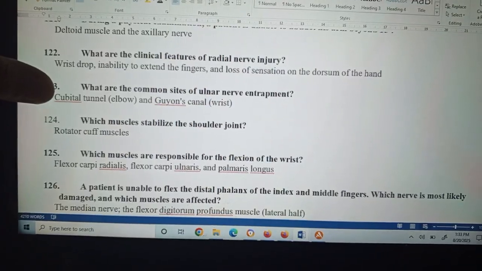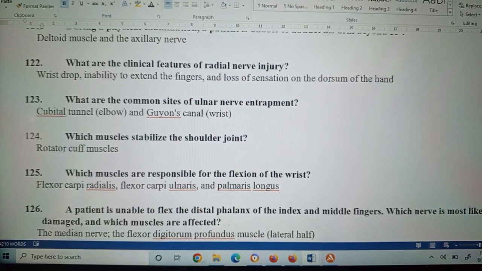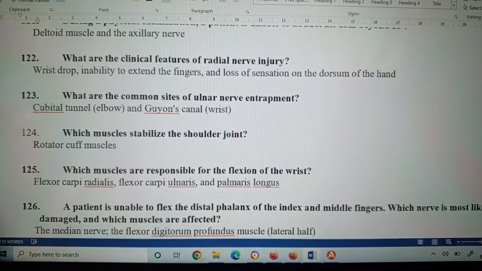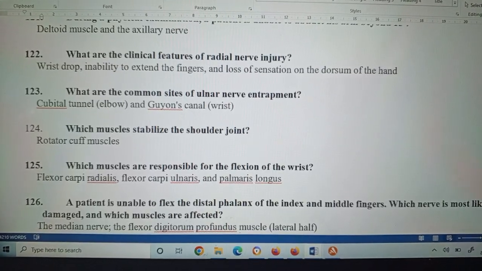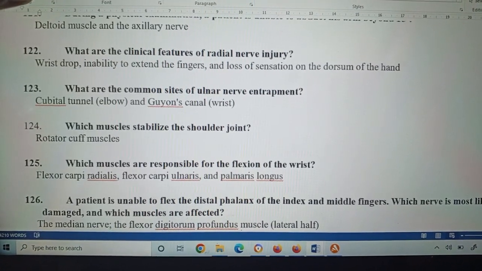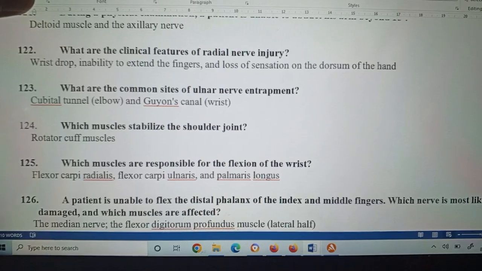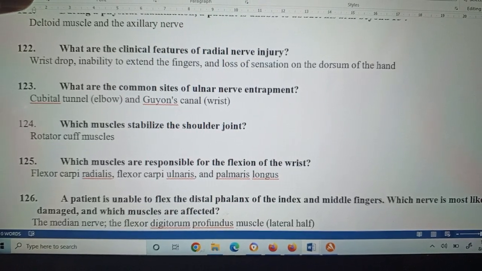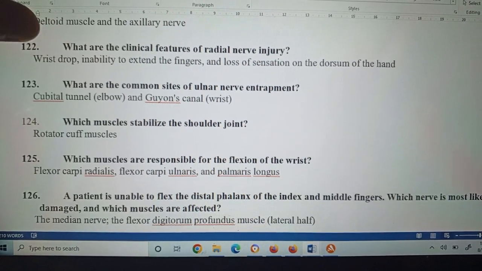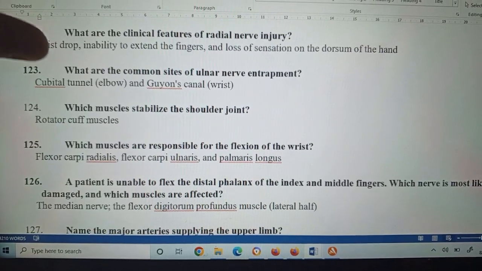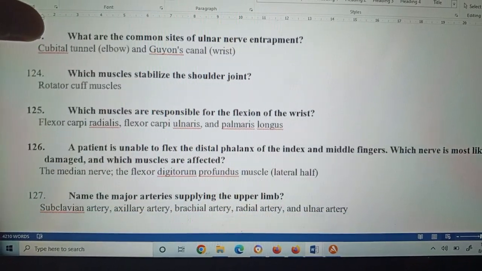What are the clinical features of radial nerve injury? Wrist drop, inability to extend the fingers and loss of sensation on the dorsum of the hand. What are the common sites of ulnar nerve entrapment? Cubital tunnel or Guyon's canal at the wrist.